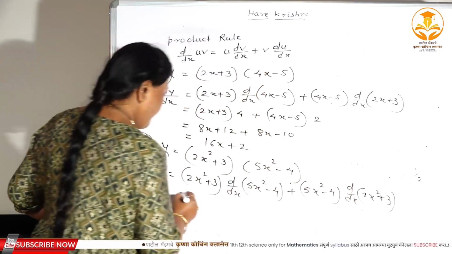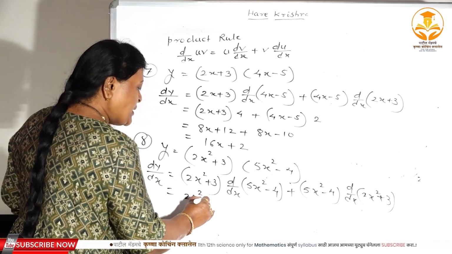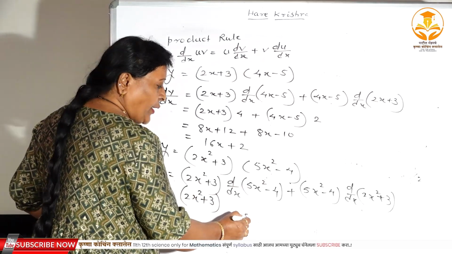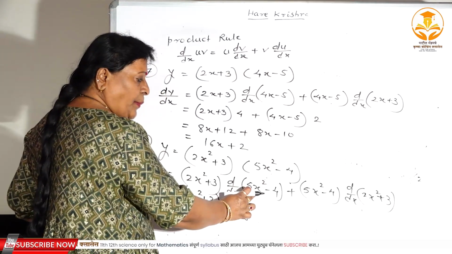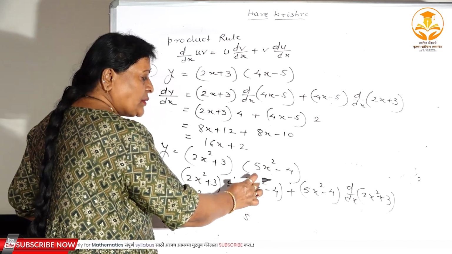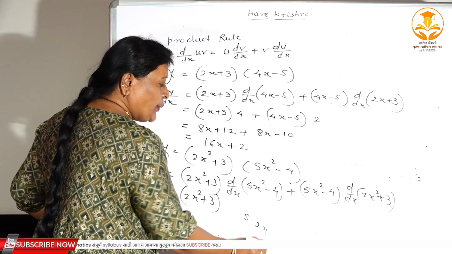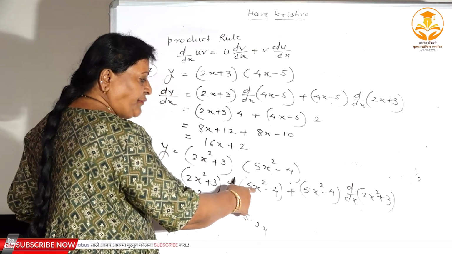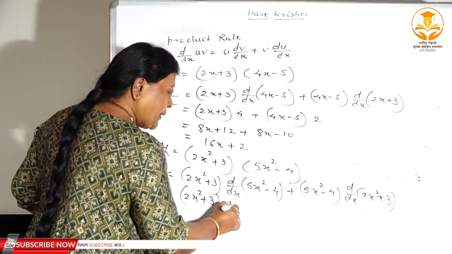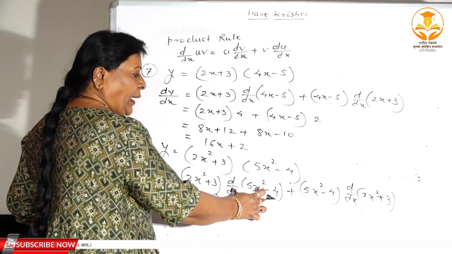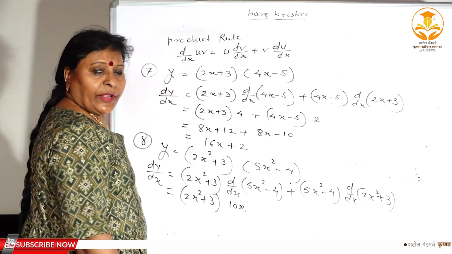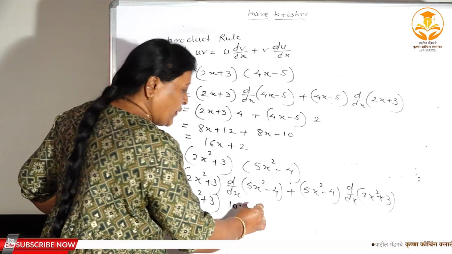Now here 2x square plus 3 remains as it is, the derivative of 5x square, again 5 remains as it is. Here you have to apply the power formula: the power is multiplied, and you subtract from the power. Means the derivative of x square is equal to 2x. Means the derivative of 5x square is nothing but 10x. Therefore directly I write 10x. And the derivative of minus 4 is always equal to 0, because this is a constant, and the derivative of a constant function is always equal to 0.